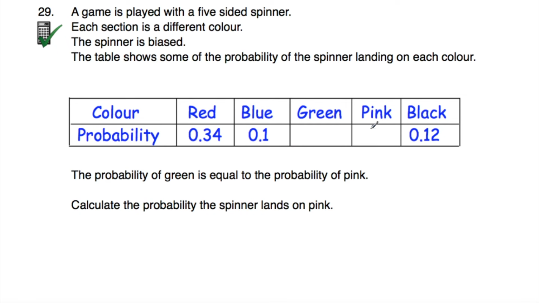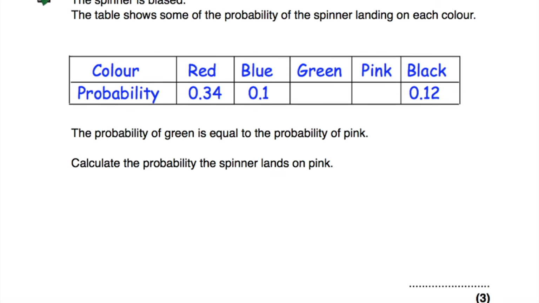So we know that these two probabilities are the same as each other. So that means that if we add together the probabilities we've been given, so the 0.3, the 0.1 and the 0.12, that tells the probability of the spinner landing on red, blue or black. If we take that away from 1, we'll know what's left for these two colours, green and pink, and then if we half it, we'll find the probability of each of them.